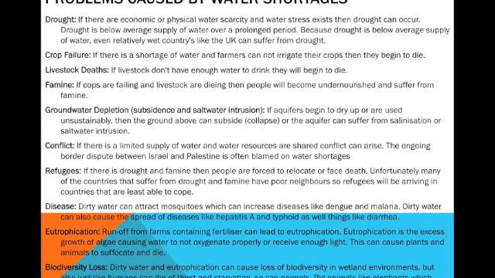Eutrophication. This is when runoff from farms containing fertilizer can lead to eutrophication. Eutrophication is the excess growth of algae causing water to not oxygenate properly or receive enough light. This can cause plants and animals to suffocate and die.